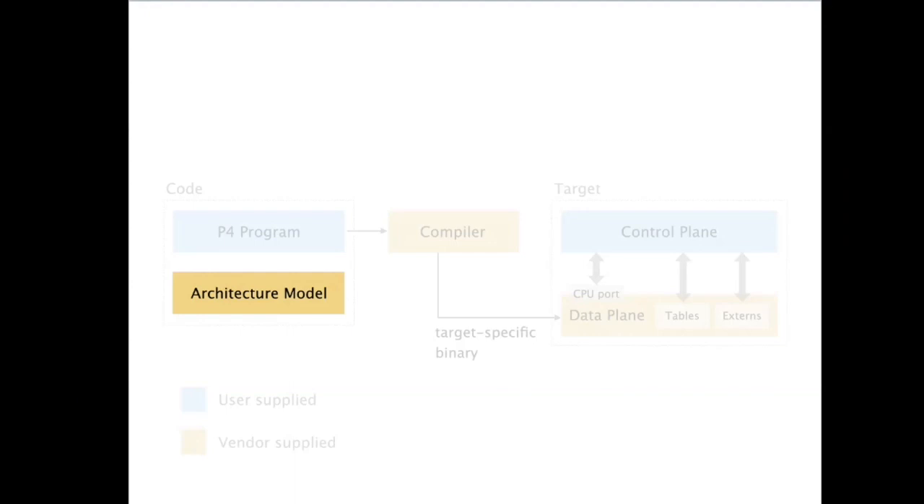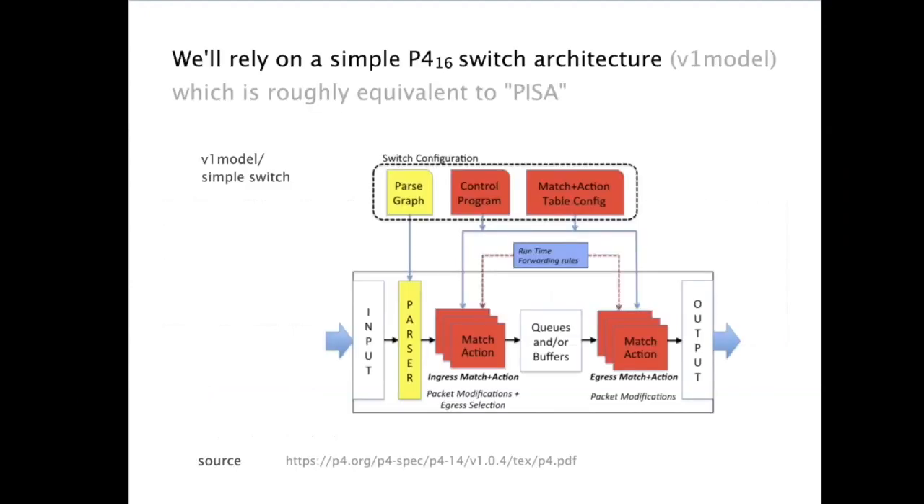In the lecture though, what we'll do is we'll use a software model. So we'll use this V1 model, which I describe as a software architecture, something which is very close to PISA. So this is actually PISA, the abstract switch architecture I mentioned in the first lecture, that essentially corresponds to what we've been discussing so far.